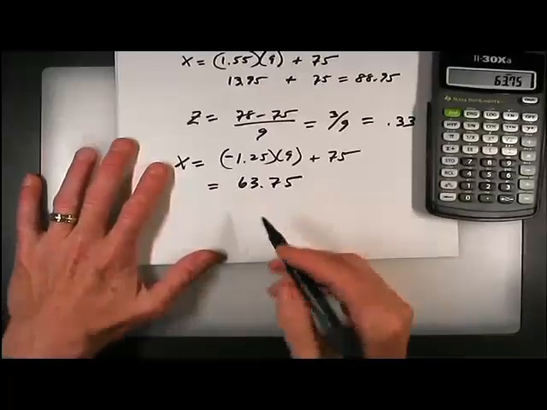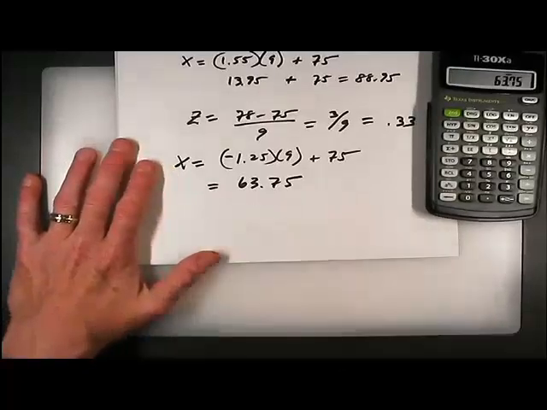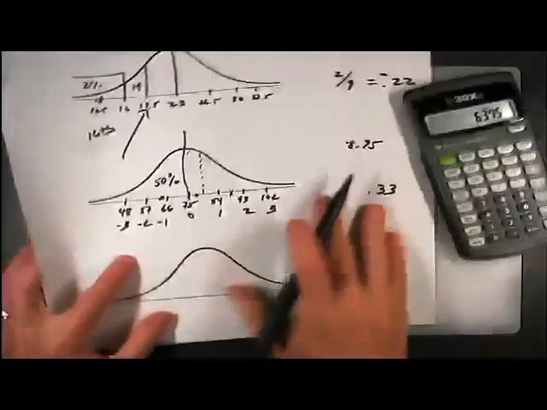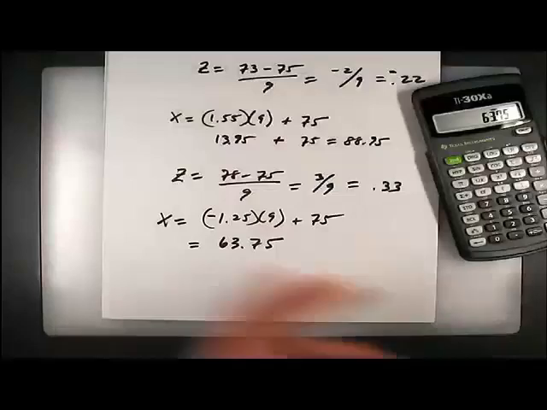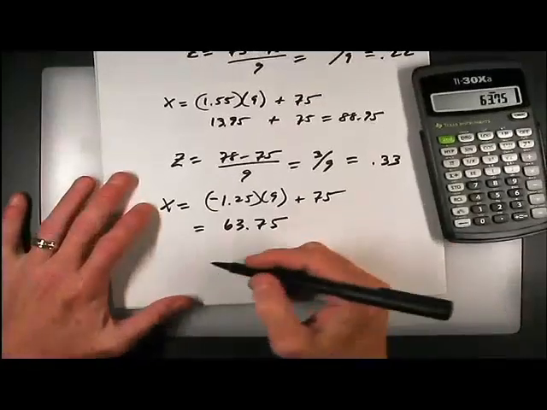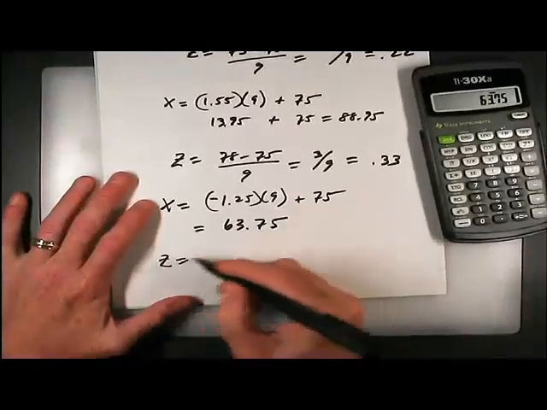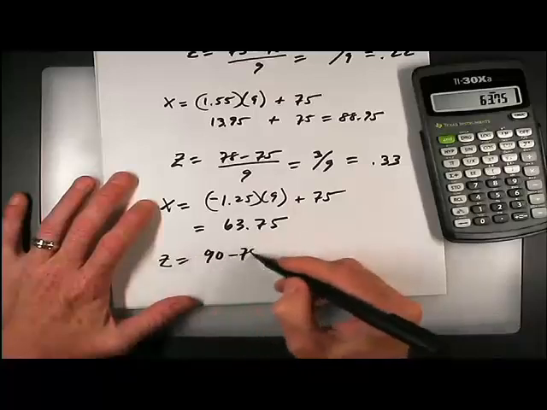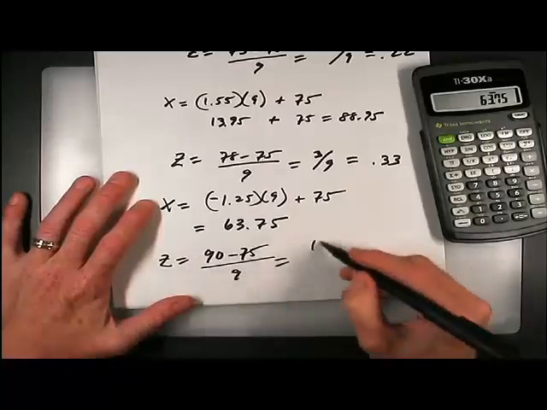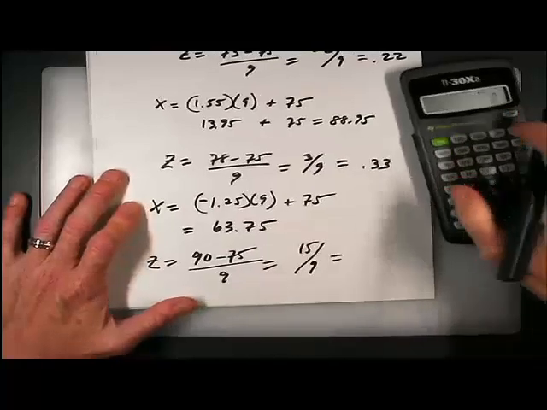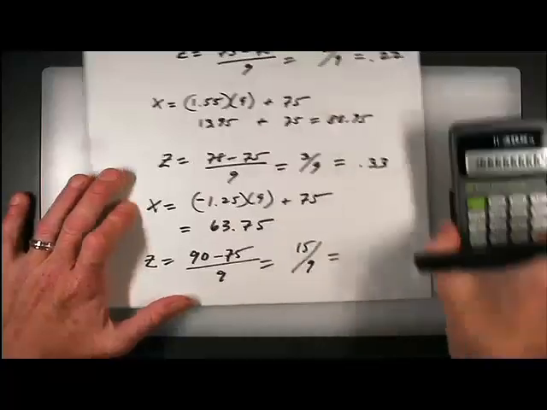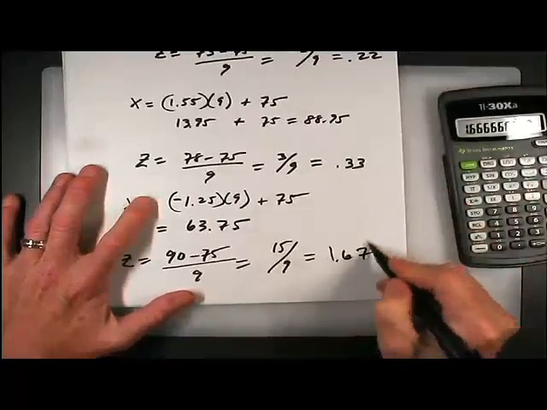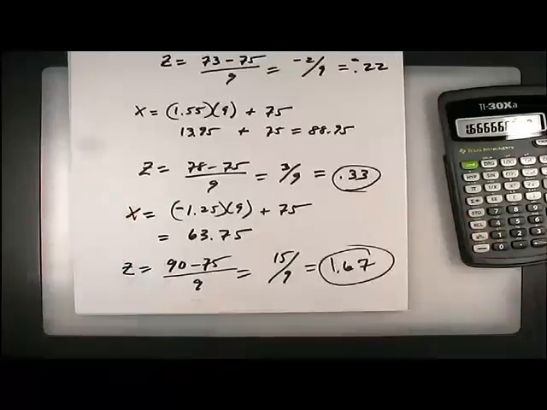All right. So then our last one is Owen. He had an x value of 90. If you look at Owen, he's going to be right around here, so close to 2. So we've got z equals 90 minus 75, divided by 9, 15 divided by 9, equals 1.67. So is that what you guys got?